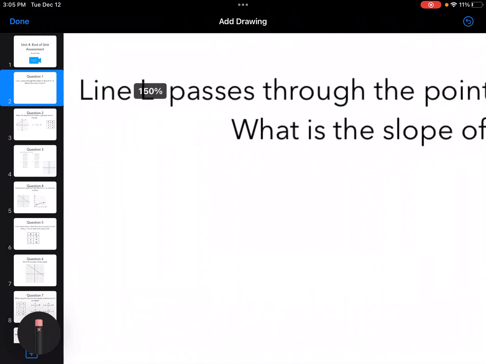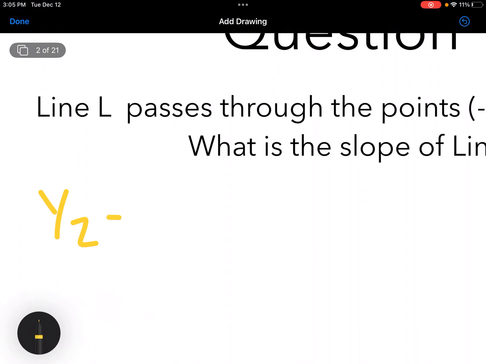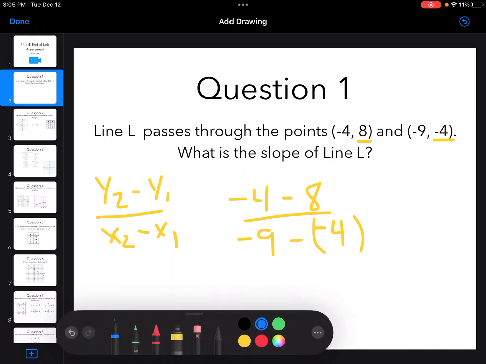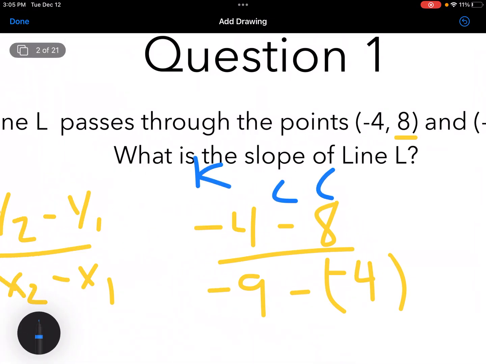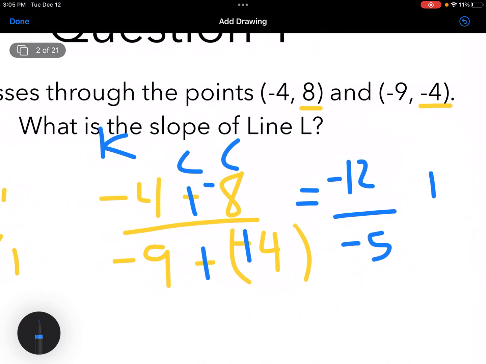So we're going to start with y2 minus y1 divided by x2 minus x1. It's an x. Okay, so that's right here. So we got negative 4 minus 8 divided by negative 9 minus negative 4. Just to remind everybody that when you're subtracting, you want to keep change. So that gives you negative 12, then keep change. That gives you negative 5. So your slope is going to give you 12 over 5.